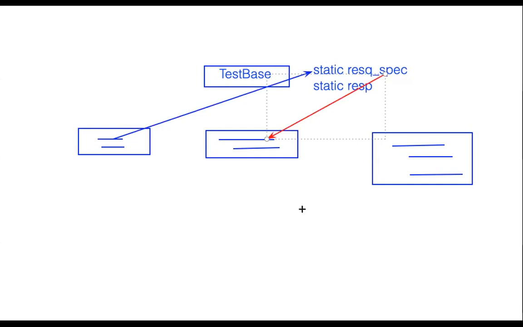But the problem is different. The problem is I need to share the request specification object and response object to various methods which are kept inside different classes, right? Now, one of the ways by which I could achieve this is using static variables, right?